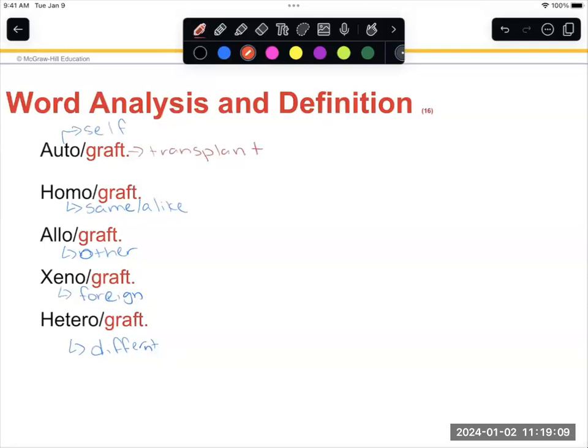So autograft means we're transplanting the same, or the tissues from that same person. Homograft means alike or similar person. Allograft means other. So we're transplanting something else. Xeno means we're transplanting something foreign. Hetero means we're transplanting something different.